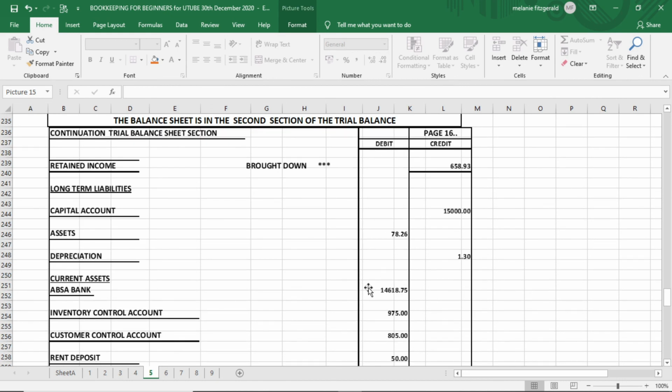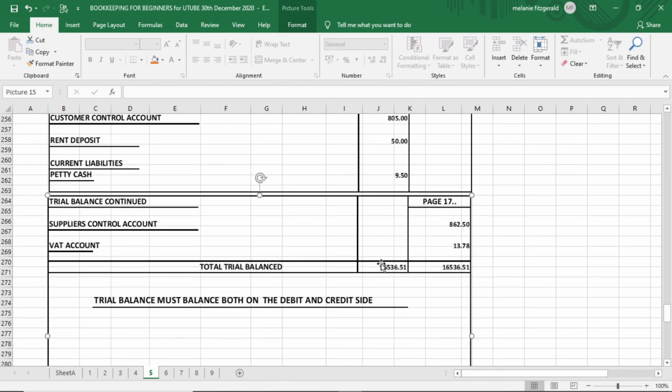You add up the credit side of the trial balance, you get to that figure. You add up the debit side of the trial balance, you get to that figure. These two figures must be equal. In other words, they must balance. If they don't balance, there's something wrong. You've either entered an incorrect entry, or you've misplaced a figure somewhere, or you've put a wrong figure down. You need to go find it. So finally, just to remind you that the trial balance must balance on both the debit and the credit side. They must be equal. That means they balanced.